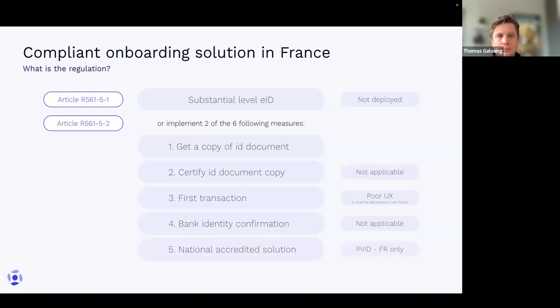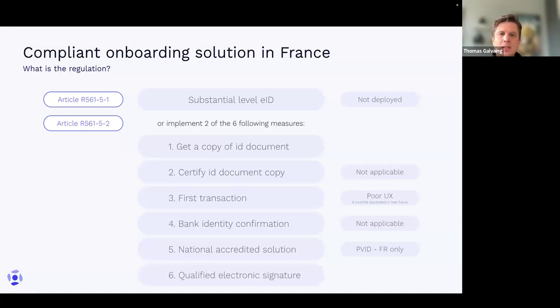The fifth measure is to use a French accredited IDV solution. France has published a specific standard, PVID, Prestataire de Vérification d'Identité à Distance. This is a set of very strict requirements that has been created by ANSSI. This type of solution is expensive and the quality of the service complex to maintain. It also requires capturing high definition video, which means that customers with old smartphones are excluded.